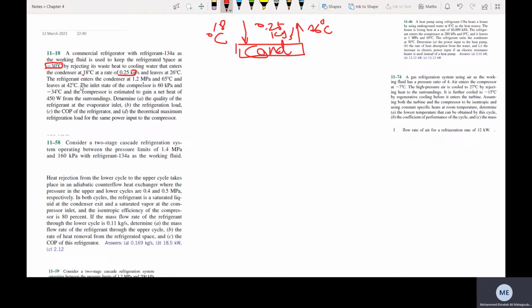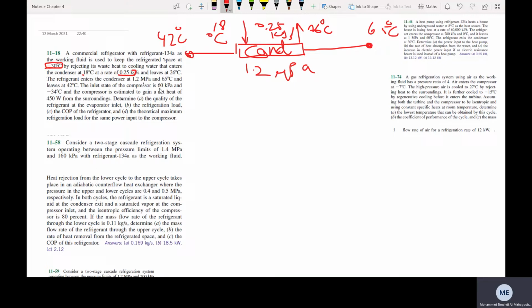The refrigerant enters the condenser at 1.2 megapascals. So this is the condenser pressure, the pressure across the condenser, which is 1.2 megapascals, and 65 Celsius at the inlet to the condenser. So at this point we have the temperature of 65 Celsius, and it leaves at 42 degrees Celsius. This is 42, this is 65.